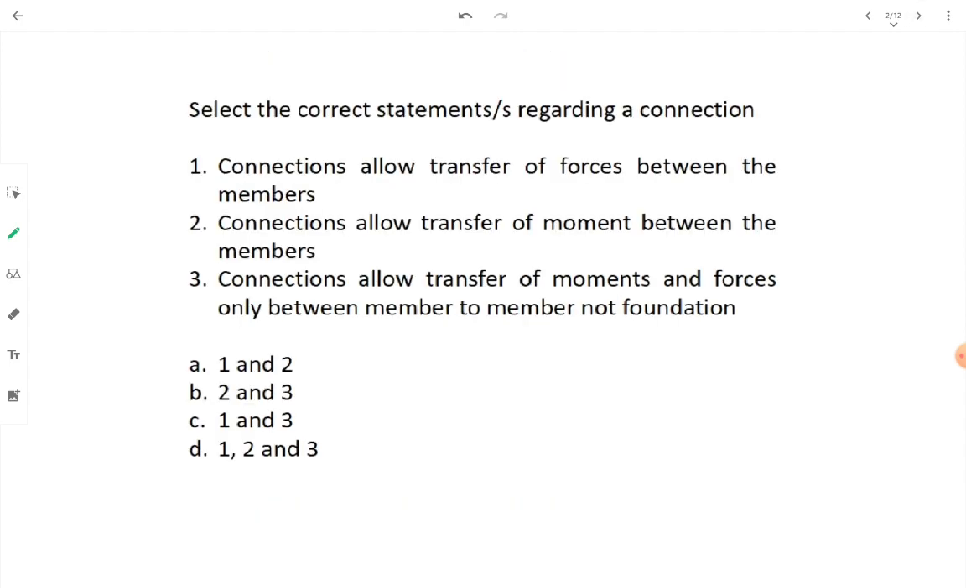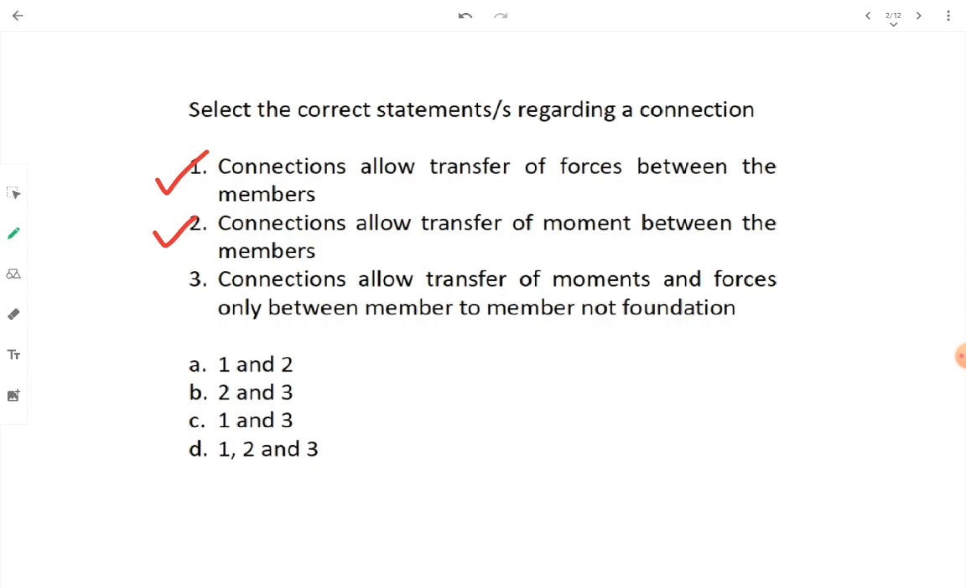Question number 1 says: select the correct statement or statements regarding a connection. The first statement is connection allows transfer of forces between the members. Yes, this is right. Then connections allow transfer of movement between the members. Yes, this is also right. Connections do transfer forces as well as movements.